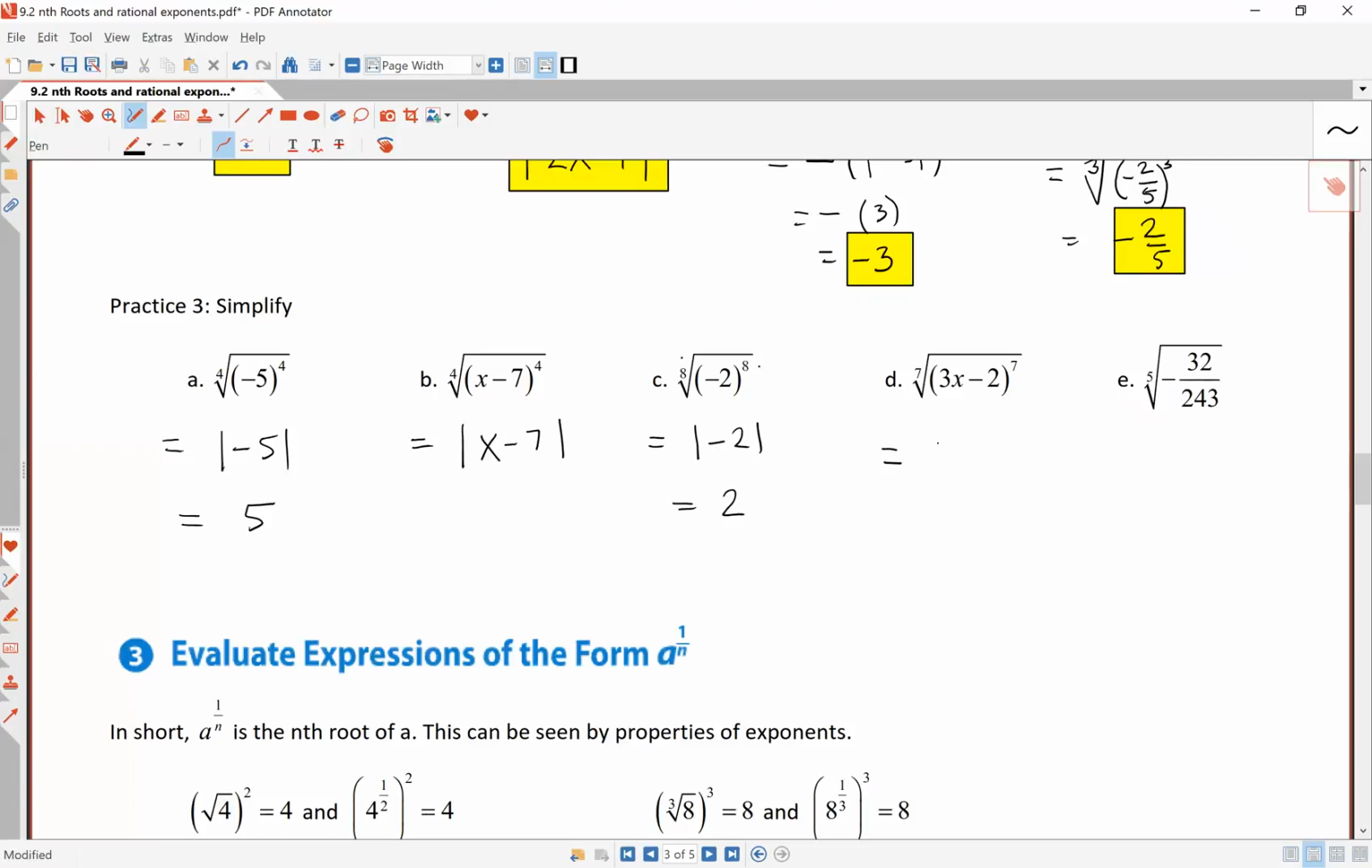When they are odd, we just simply drop them and are left with 3x minus 2. In letter E, we have -2 to the 5th, and we have 3 to the 5th. Fifth root of something to the 5th, odd. Index and power, we drop them. No absolute values needed when they're odd.